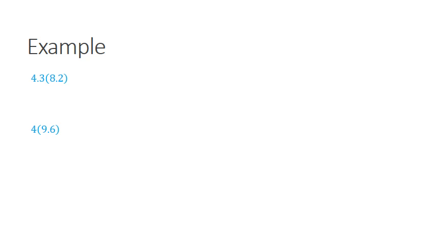So let's look at this first problem. I have 4 3/10 times 8 2/10. I'm going to pretend like the decimal isn't there. Don't get rid of it. Just pretend like it isn't there. And do 43 times 82. 2 times 3 is 6. 2 times 4 is 8.